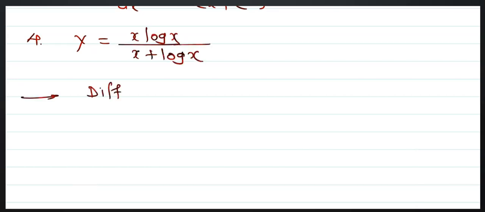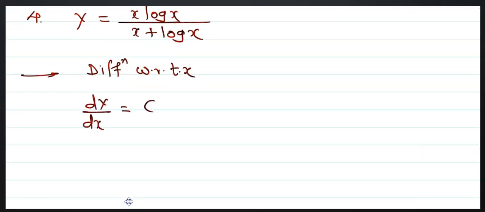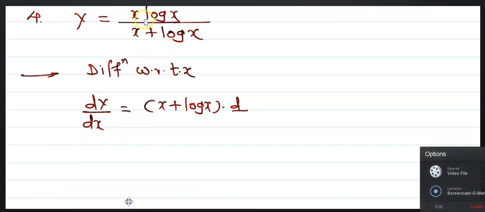Now the fourth example. y is equal to x into log of x upon x plus log of x. Now differentiate this with respect to x. That is dy by dx is equal to x plus log of x into d/dx of x log of x.